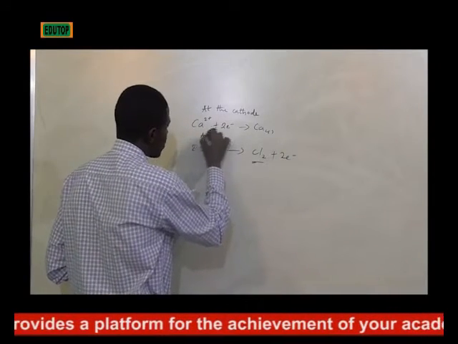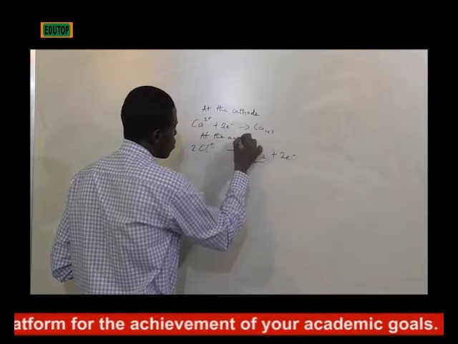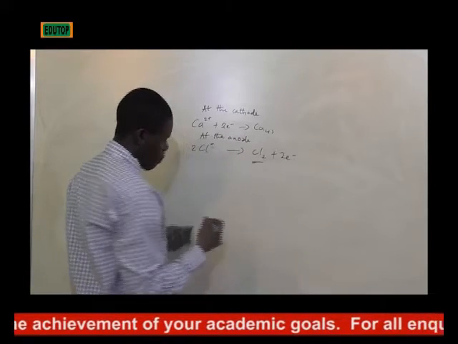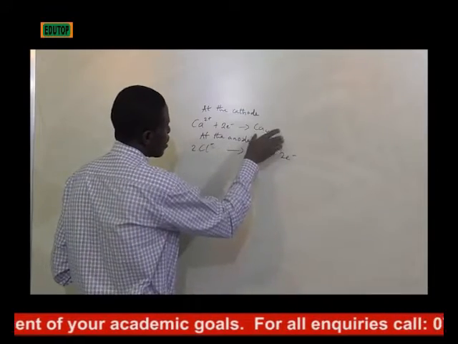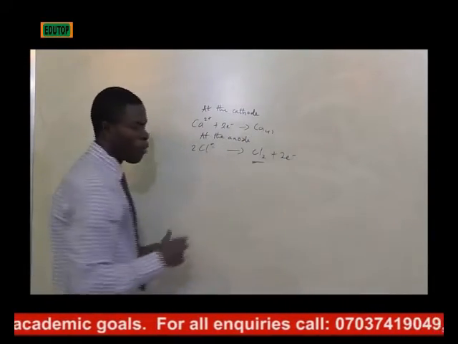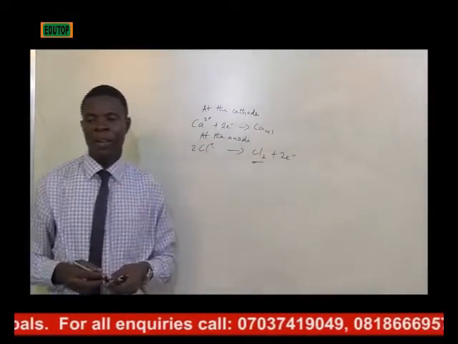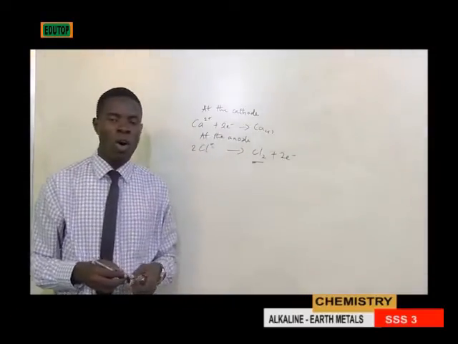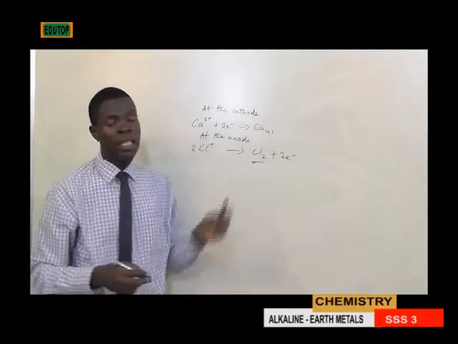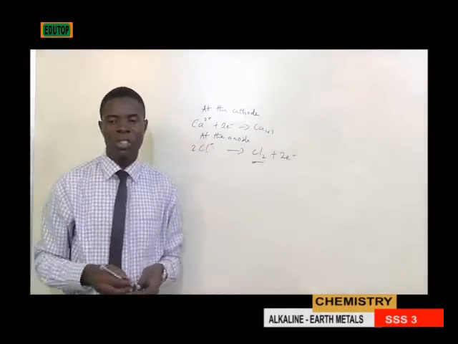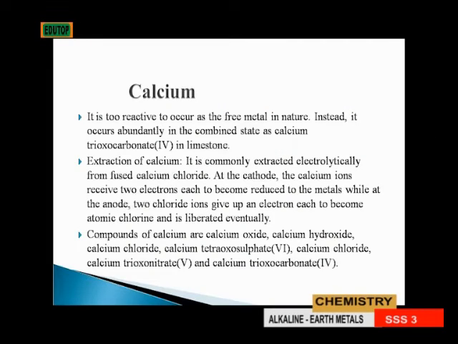What is happening at the anode? At the anode, you have the liberation of chlorine gas, while at the cathode you have the deposition of calcium metal. So this is the electrolysis of calcium in the process of extraction. Compounds of calcium. We have calcium oxide, calcium hydroxide, calcium chloride, calcium tetraoxosulfate(VI), calcium trioxonitrate(V), and calcium trioxocarbonate(IV).